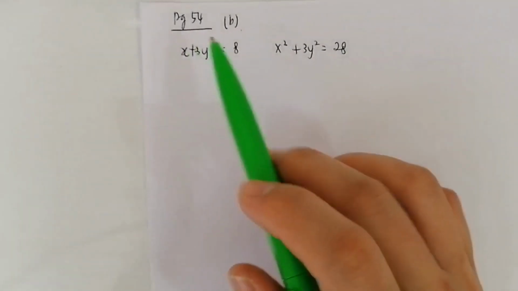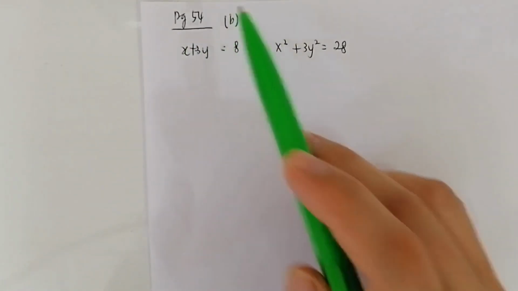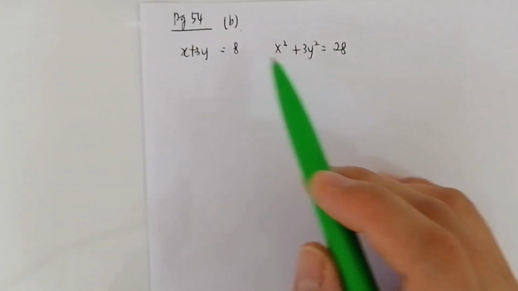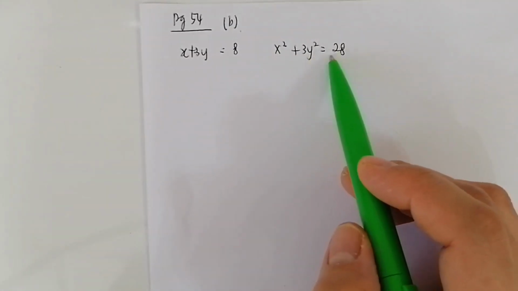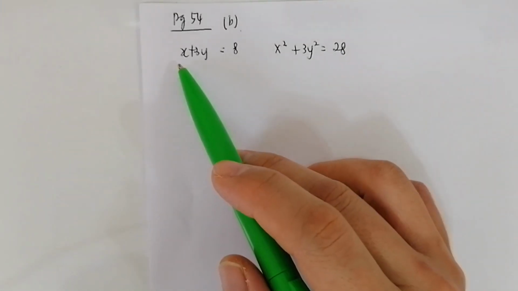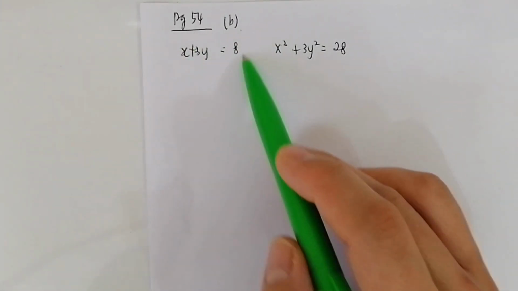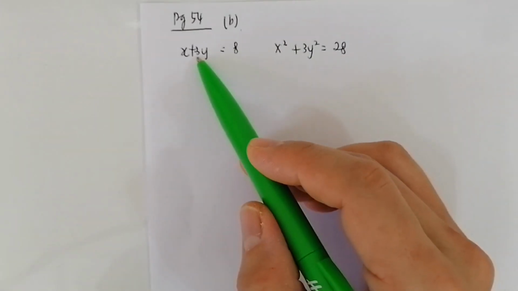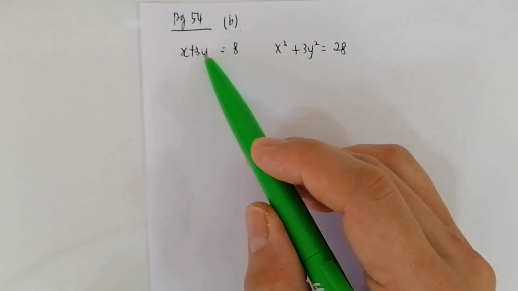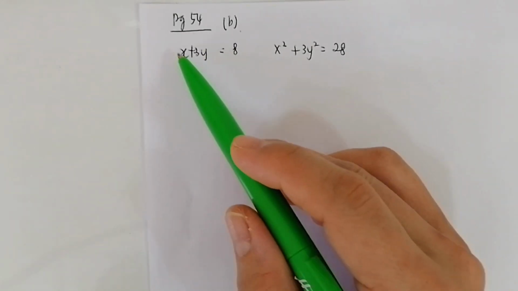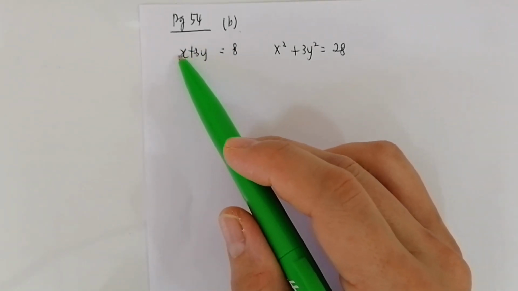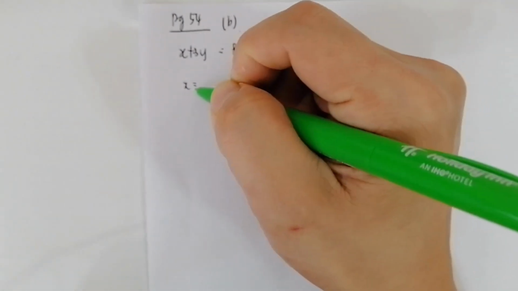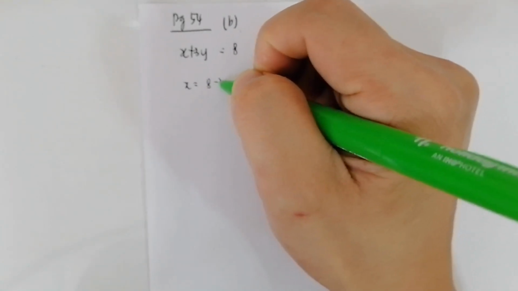Next, I'm going to show the example on page 54, part B, for the substitution method. So x plus 3y equal to 8, and another one will be x squared plus 3y squared equal to 28. So when we want to choose, we will start from the linear equation, means x power 1, y power 1. Okay, so here 3y. If you want to make y the subject, you're going to have a fraction. So to avoid that, we will choose x, because the coefficient of x is 1, which will be easier. Alright, so here x will be equal to 8 minus 3y.